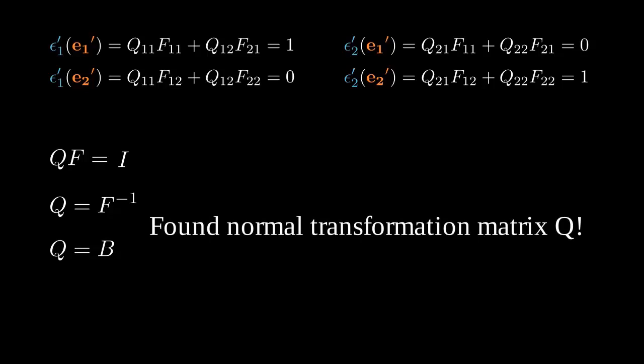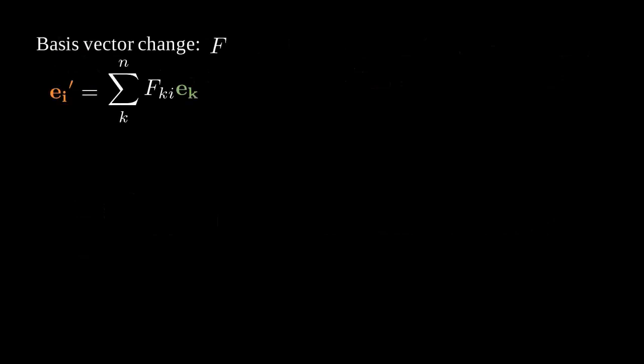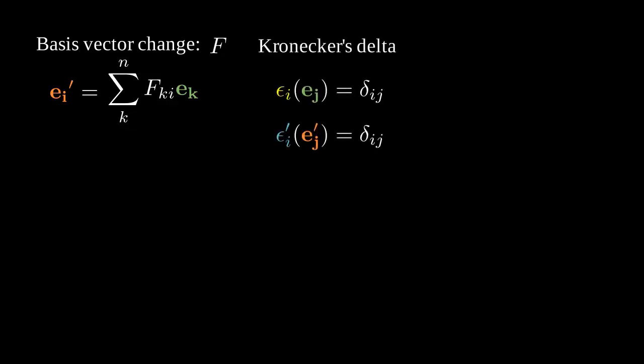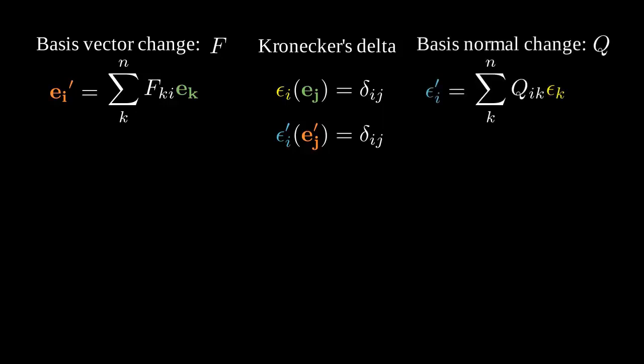So far, you think about the normal transformation in the two-dimensional case. Expanding this to the three-dimensional case is not difficult. Actually, you can expand this to the n-dimensional case. A new basis vector can be written as a linear combination of the old basis. The coefficient is the components of the forward matrix F. The basis should have the Kronecker delta relationships. A new basis normal can also be written by a linear combination of the old basis normal. The unknown coefficient is the components of a matrix Q.